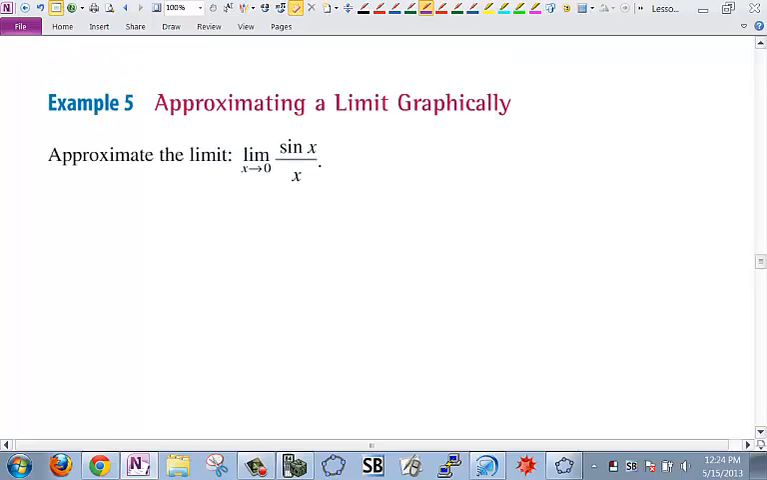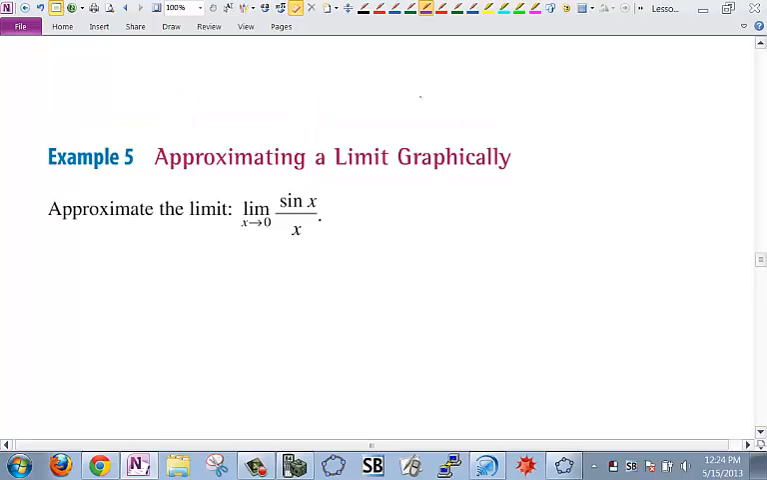That blows your mind. I got one for you that'll make your head explode. Here's another world famous limit: the limit as x approaches 0 of sine x over x. In calculus next year, you will prove that this limit equals 1 using something called the squeeze theorem.